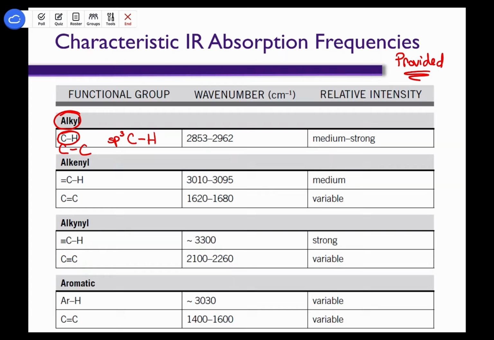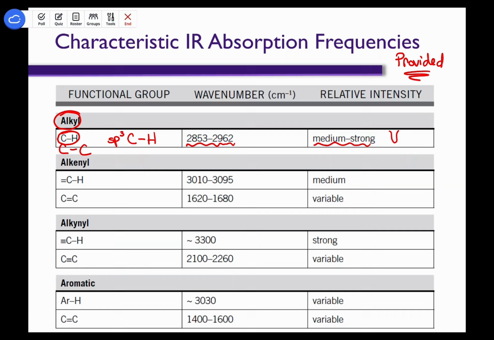If a molecule contains a carbon-hydrogen bond where the carbon is sp3 hybridized, that means that normal vibrational frequency, its ground state vibration, will absorb IR light in the 2800 to 2900 wave number region. So we would expect to see some type of absorption peak at that wave number. The relative intensity of that is going to be medium strong.